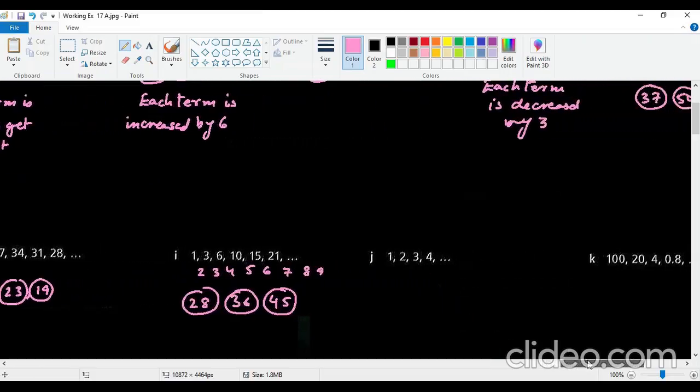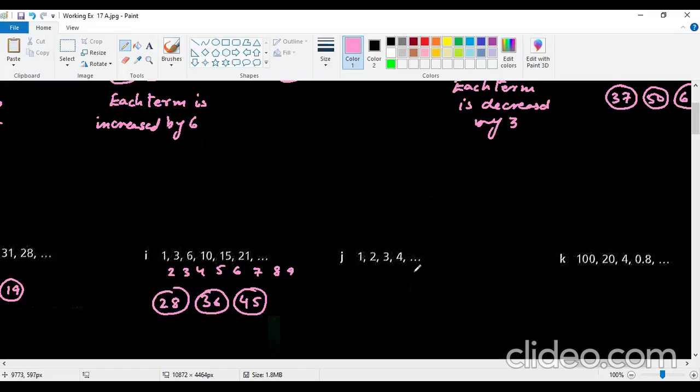For question number J, adding 1 each time, that means 1, 2, 3, 4, 5, 6, and 7 is going to be the next terms for question number J.